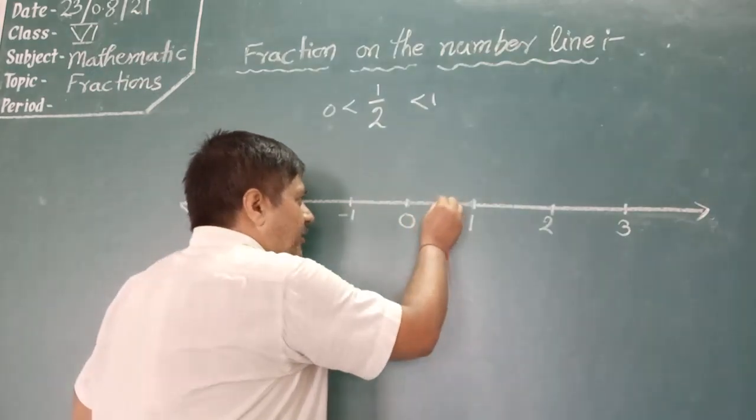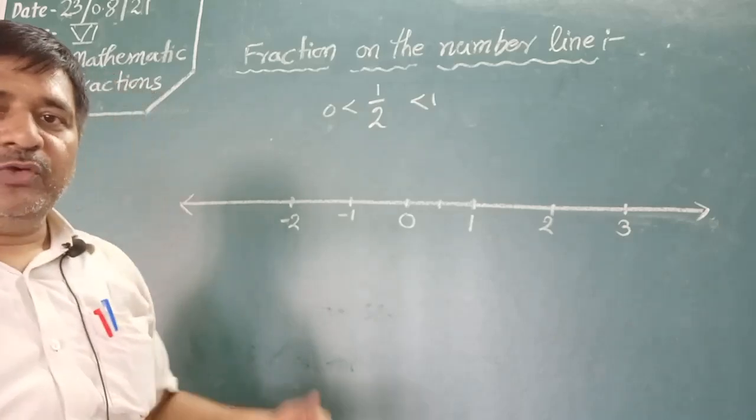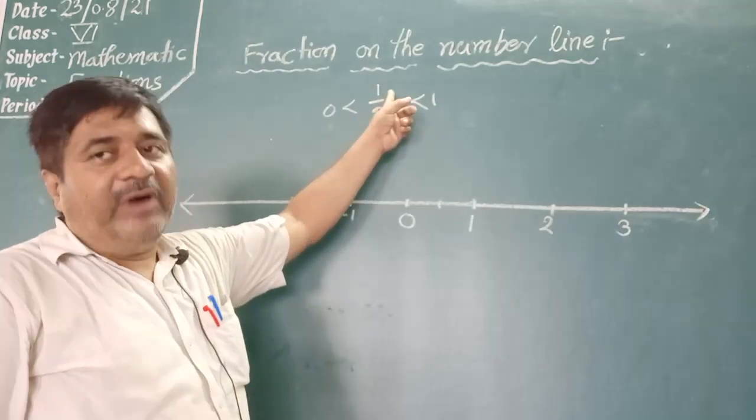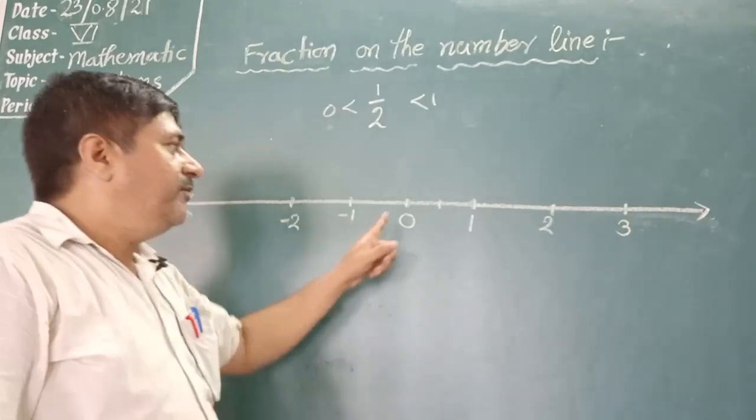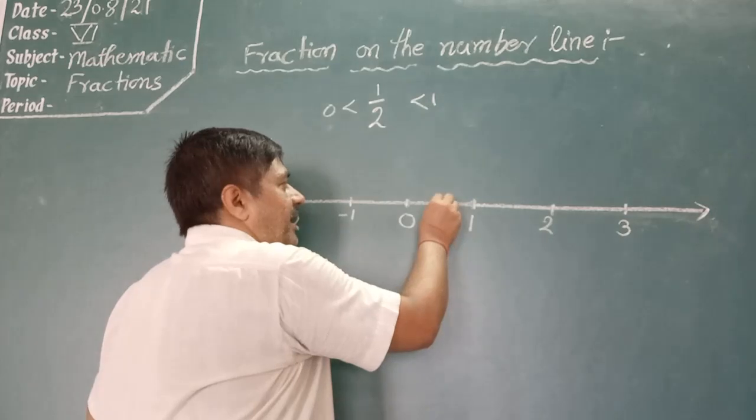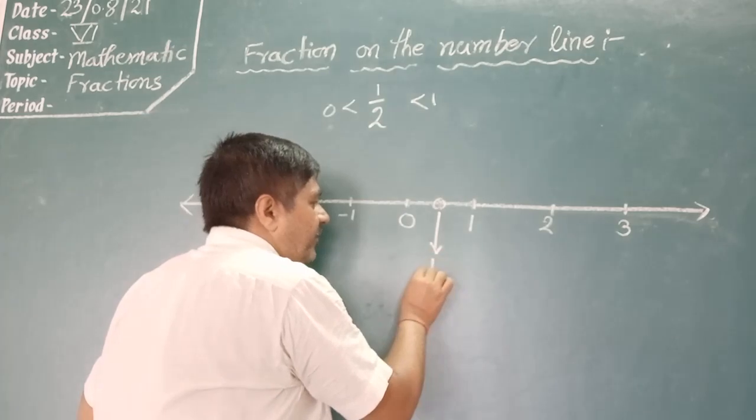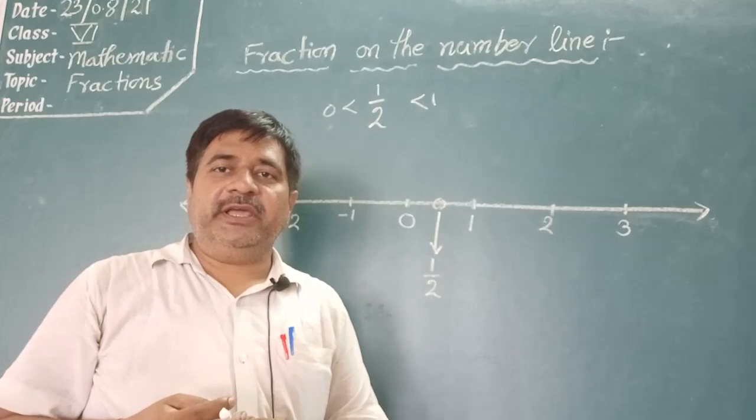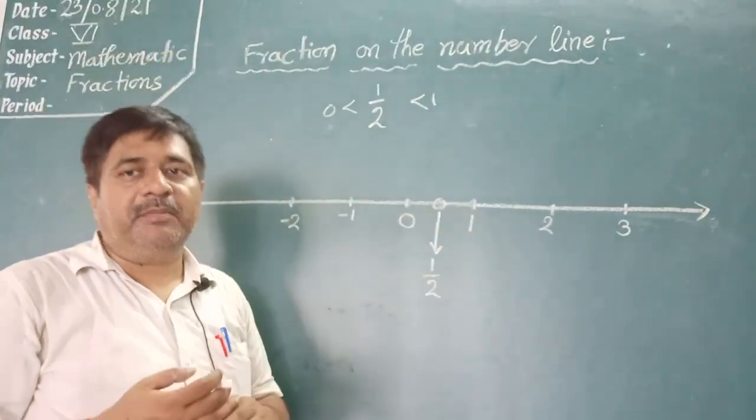So now you make 2 parts, that is 1 and 2, and in the numerator write 1, so you take 1 part from these. You take 1 part here, and it represents 1 by 2. So this is the representation of 1 by 2 on the number line.